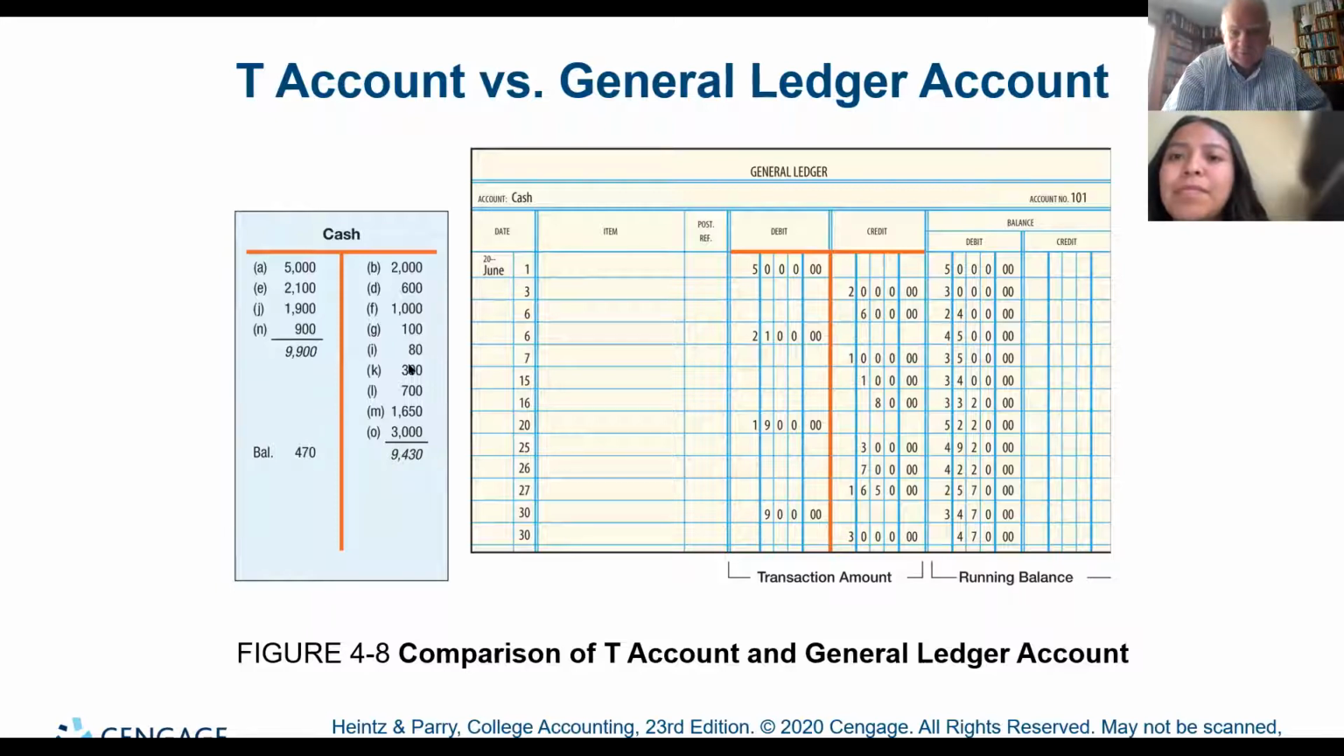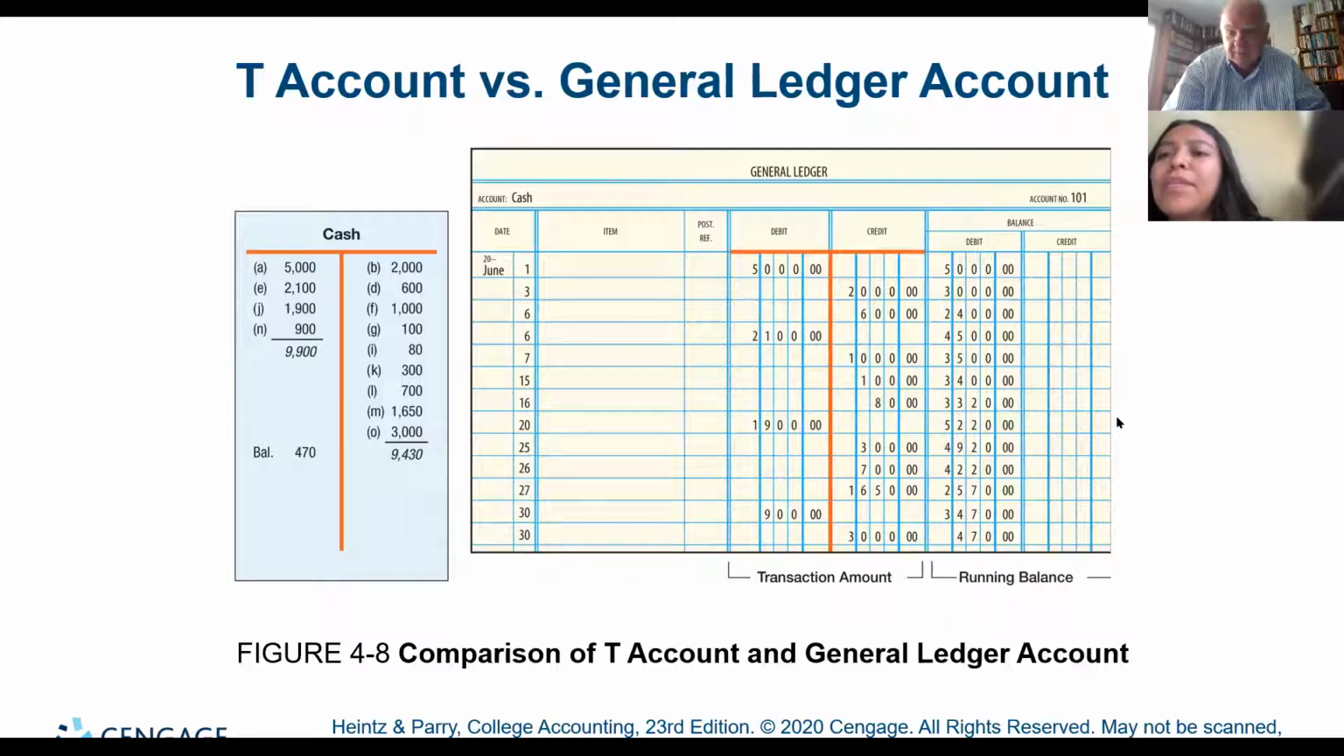So all the general ledger is taking that T account and presenting it here and adding a second T account for the balance. So you started off with 5,000. That's the balance, 5,000 to begin. Then he spent 2,000 on scooters. The balance went down to 3,000. He spent 600 on something else. The balance is 24. Then he got some, etc.